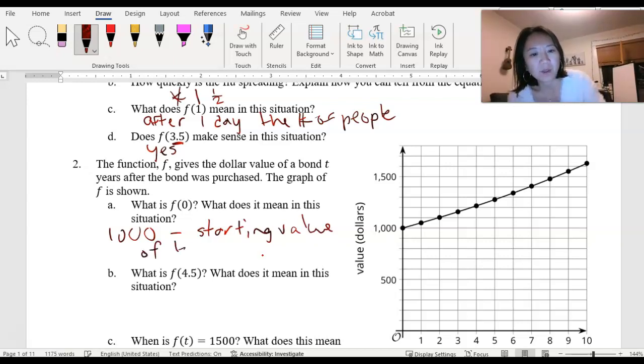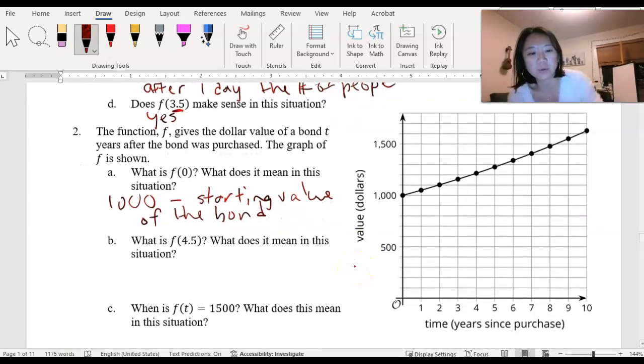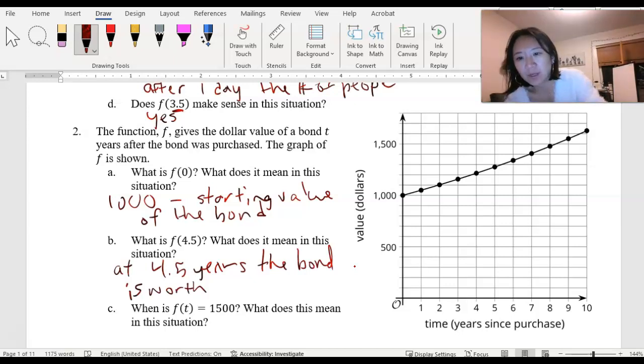It says, what is f of 4.5? What does it mean in the situation? So this is at 4.5 years. The bond is worth, let's look, 4.5 would be between 4 and 5. That's right about here, right? That's about our point. And we're going up by 100s. And so this point in between 1,200 and 1,300 is probably about 1,250.